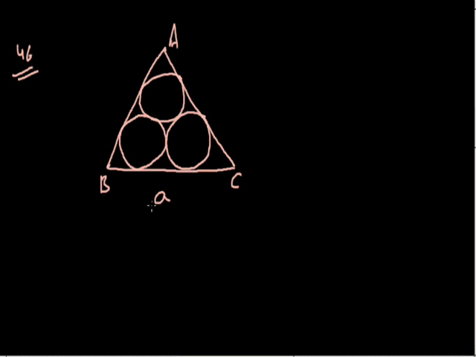Now we have to find the relationship between the radius of a circle and the side of an equilateral triangle, that is between A and R. Now the center of the circle is this one. Now we join these centers. So this length should be R and this should be R. The total length is 2R.